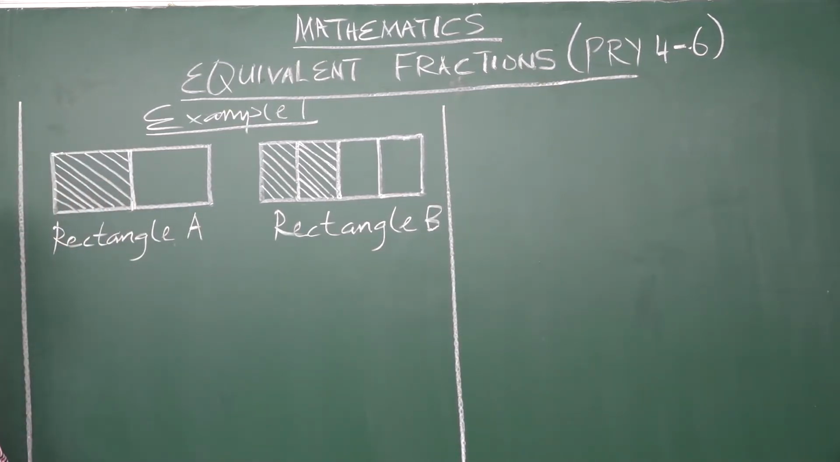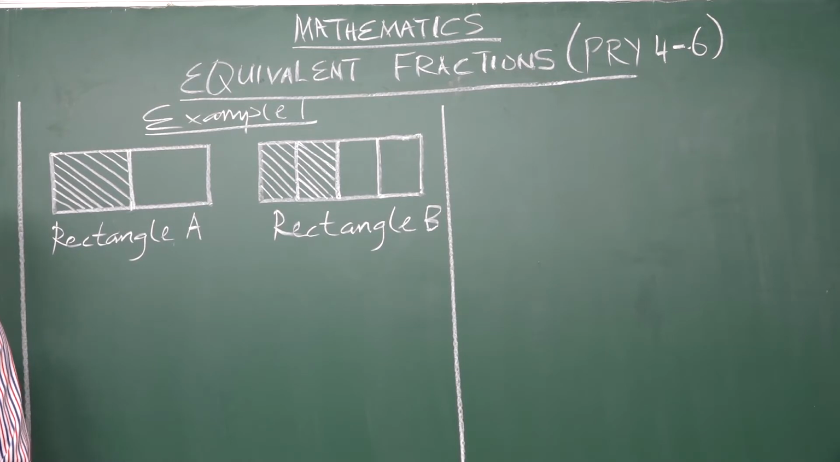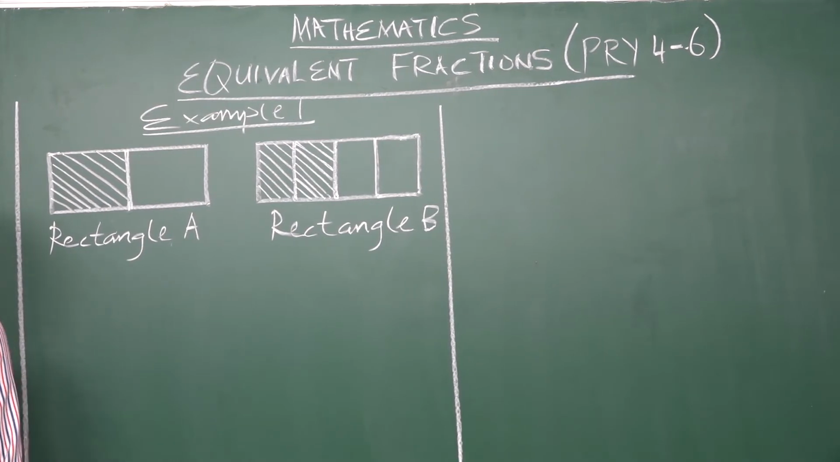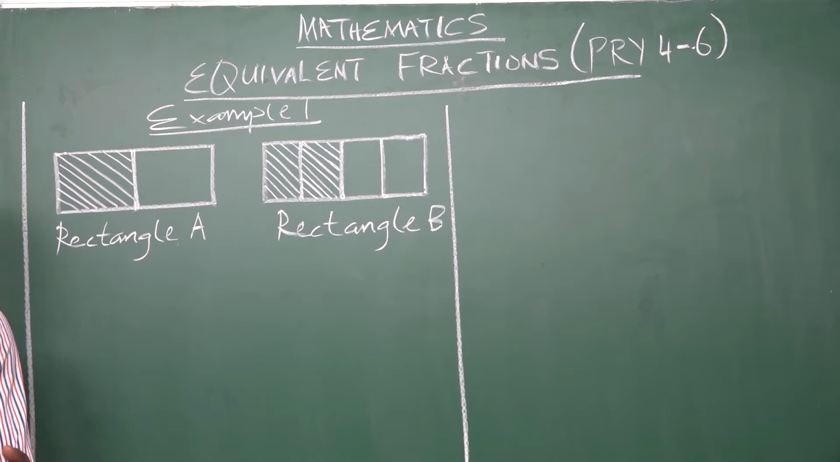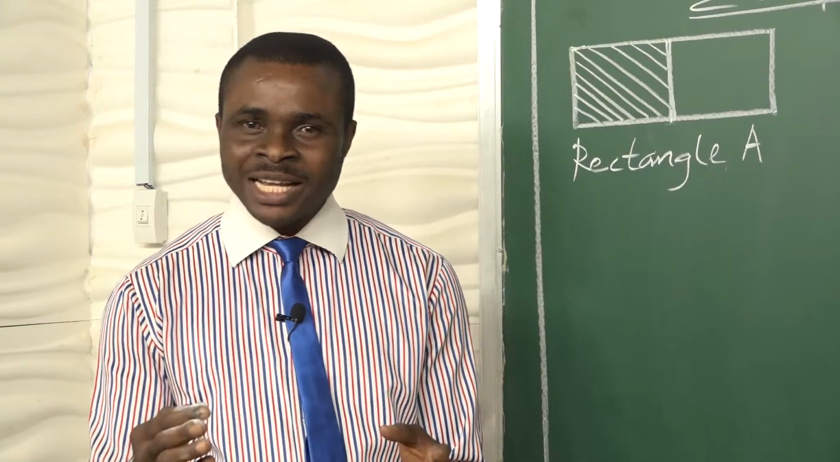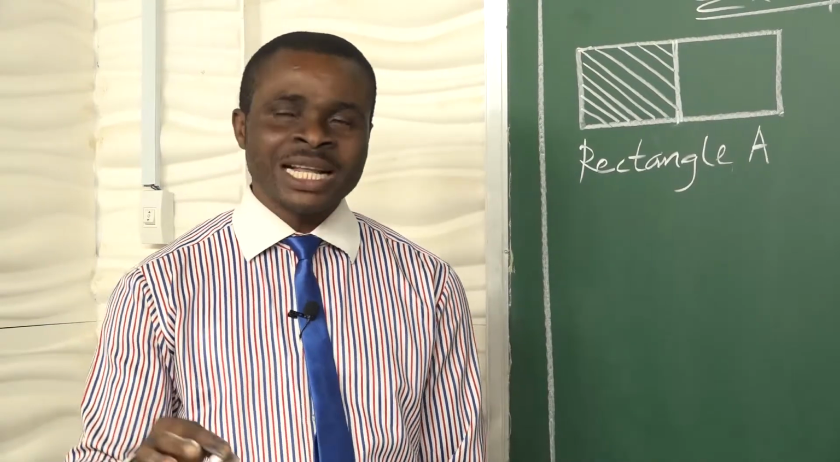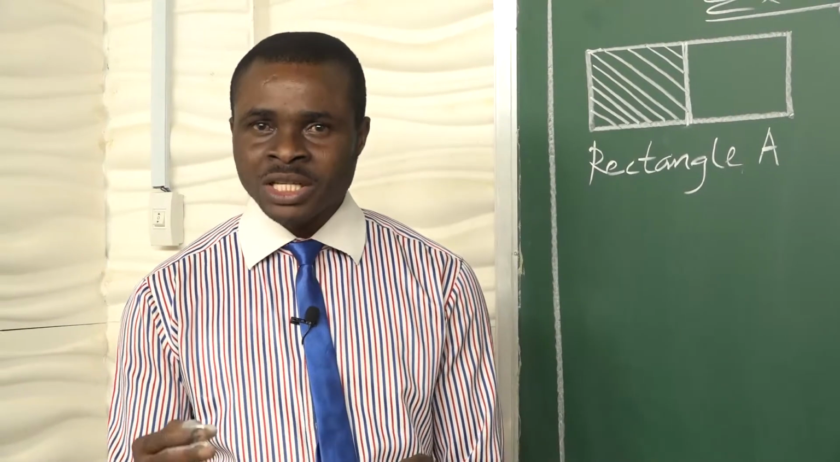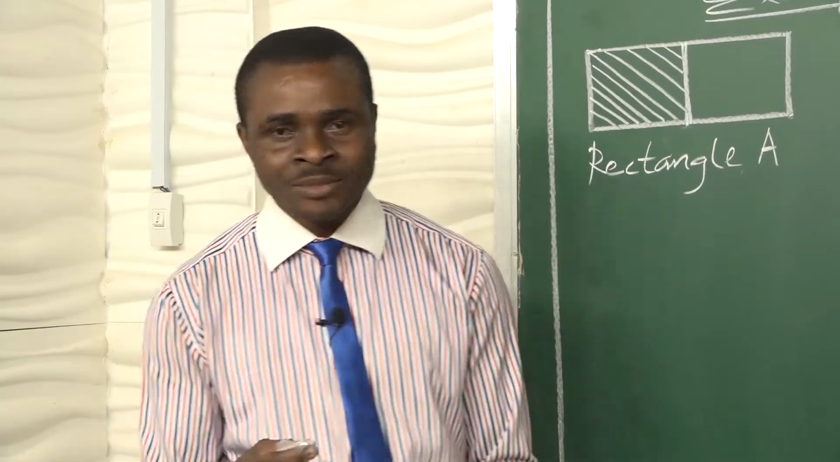What are you expected to have when you have a rectangle divided into 2 equal parts and one part is shaded? What is your fraction for that? And when you have a similar rectangle divided into 4 parts and 2 parts are shaded, what is your fraction for that?